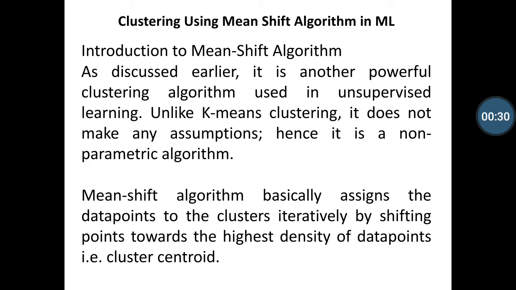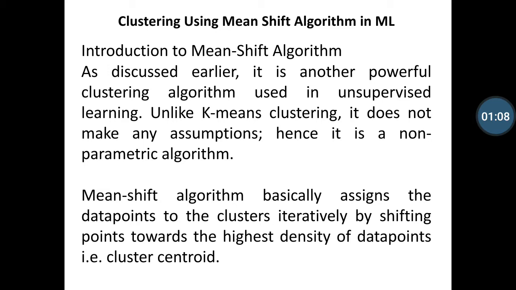It is another powerful clustering algorithm used in unsupervised learning. Unlike K-means clustering, it does not make any assumptions. In K-means, we make assumptions, and in mean shift, we do not require any type of assumptions. Hence, it is a non-parametric algorithm. That's why the mean shift algorithm is a non-parametric machine learning algorithm, which I am also defining in our next slides.